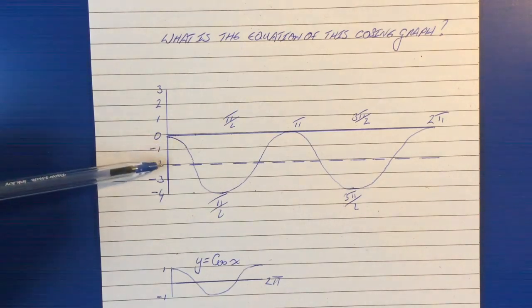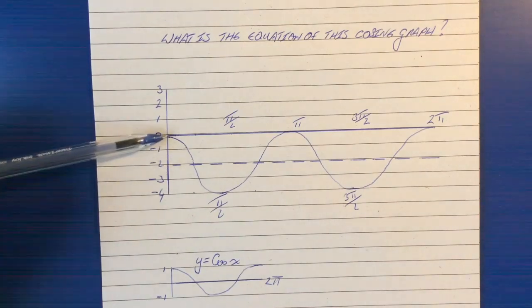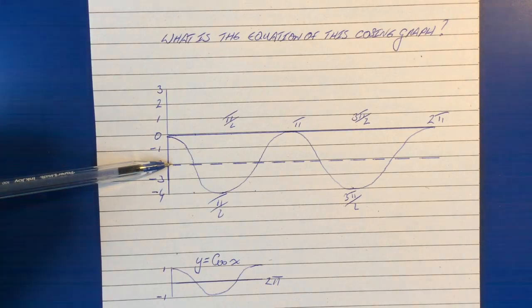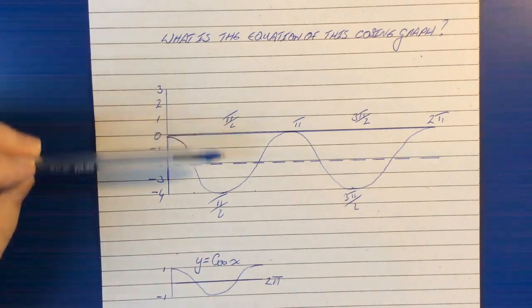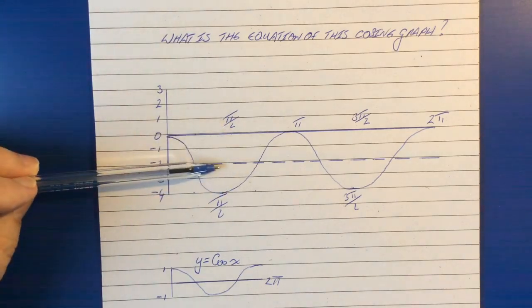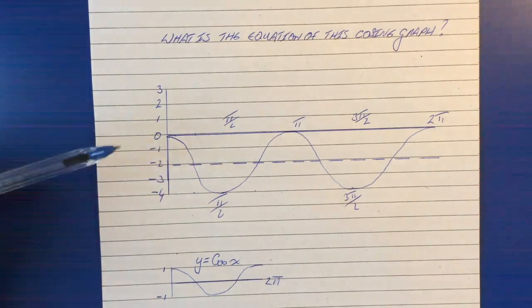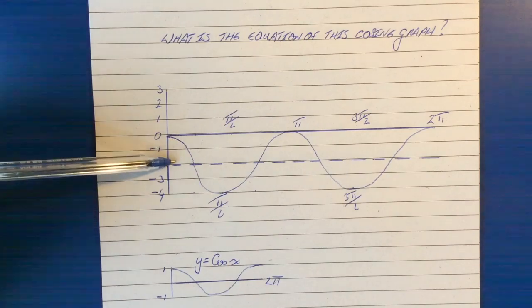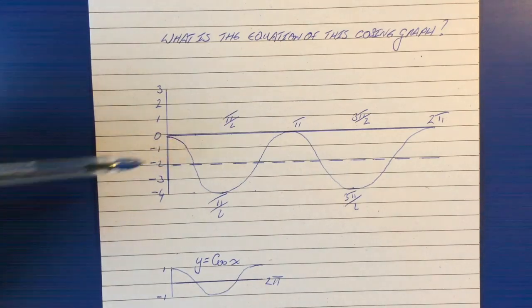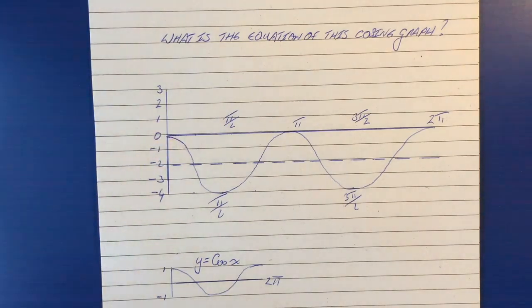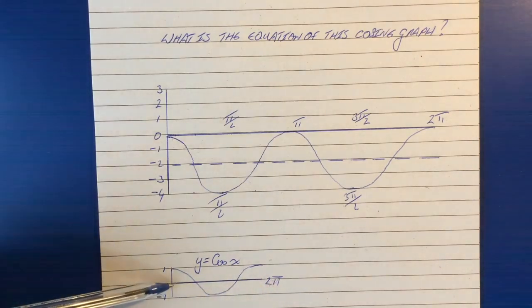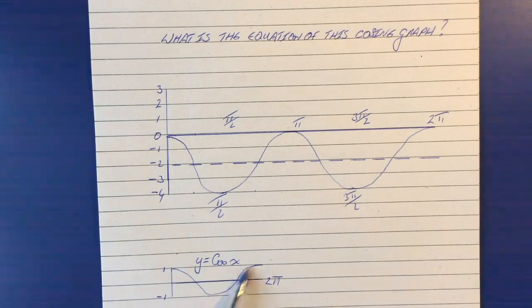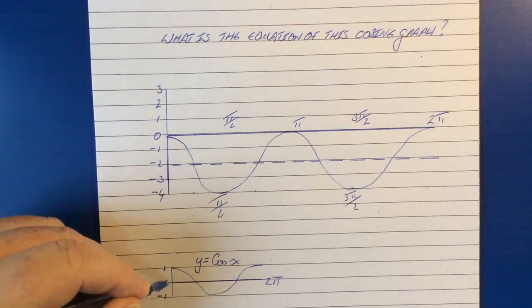The other thing that we can see is that it doesn't have a median of 0, it's got a median of -2, which means that it has been picked up and moved down by 2 units, whatever they are. The other thing to say is that the amplitude of this thing is 2. Now, if we compare it to a standard cosine graph, we can see all of these differences. Amplitude is 1, period is 2 pi, and the median, which I'll write in here, is 0.